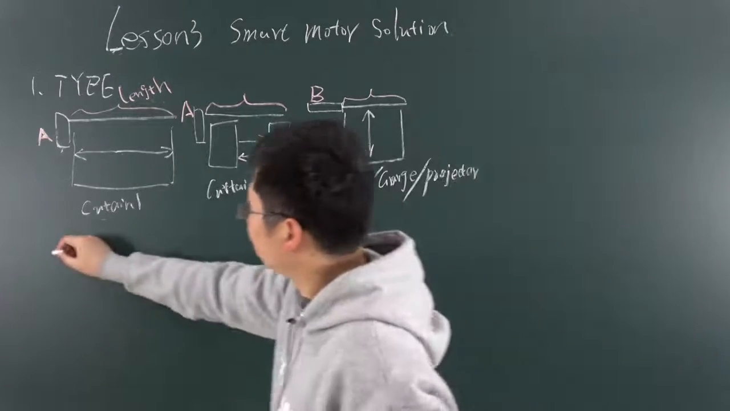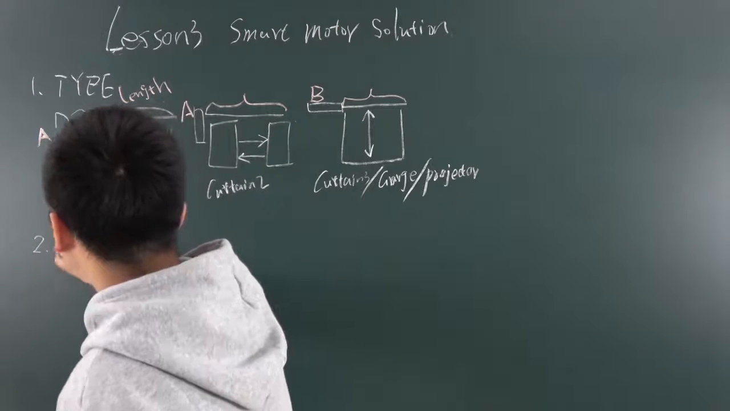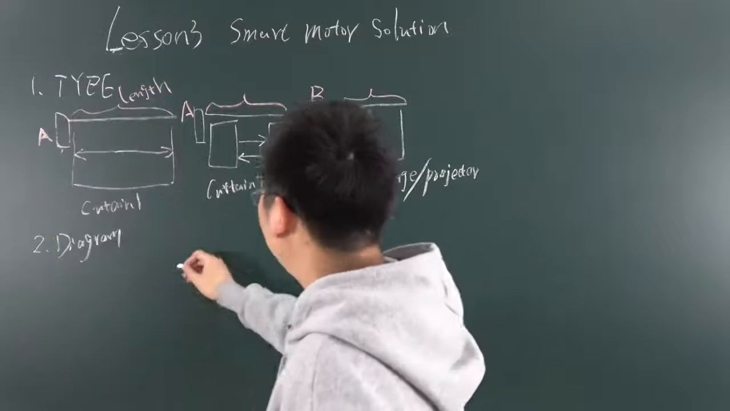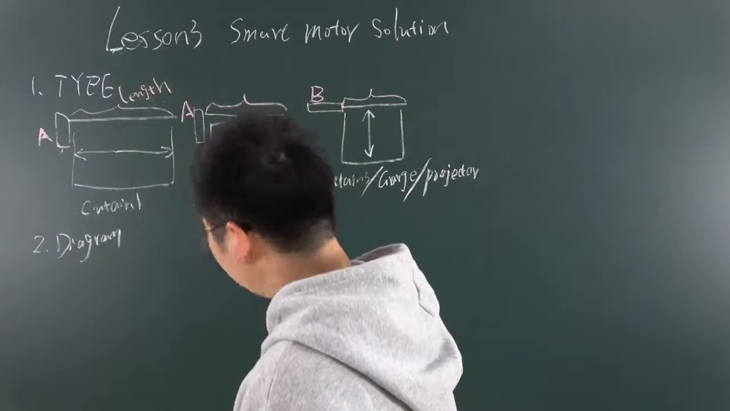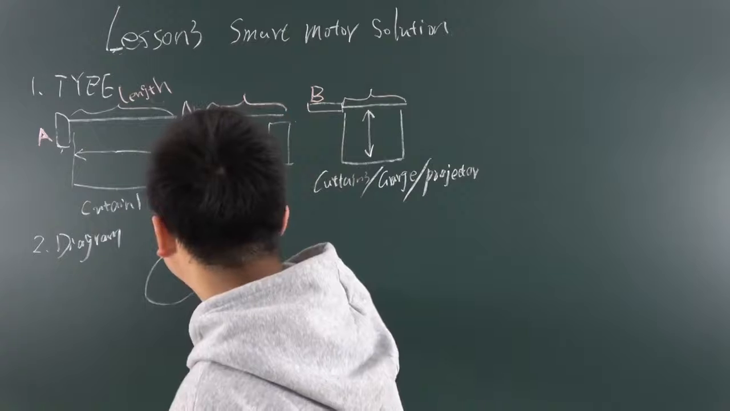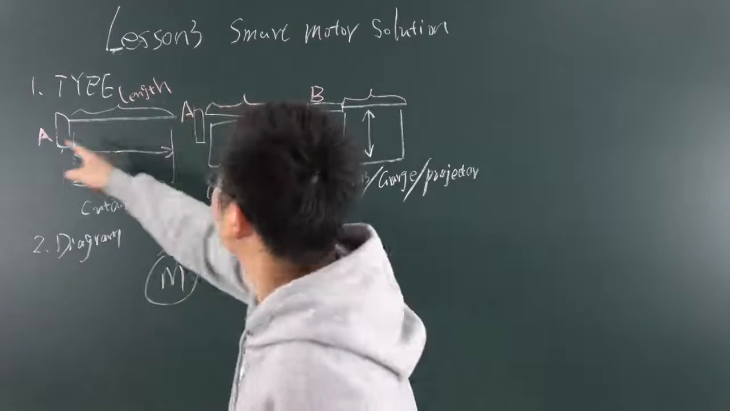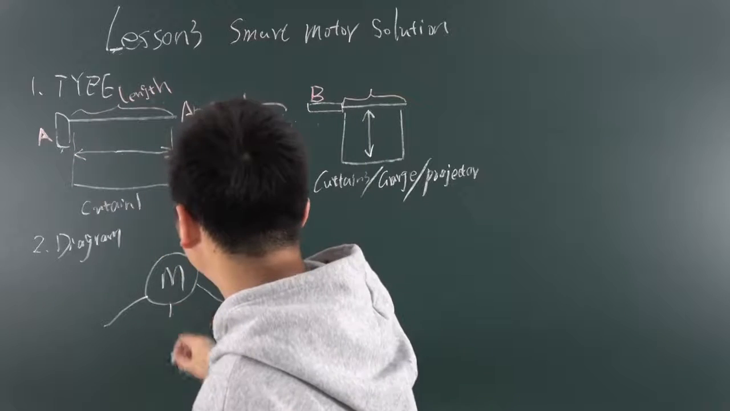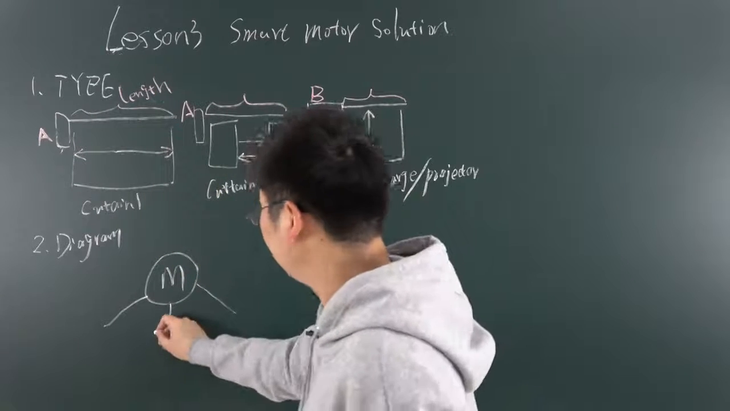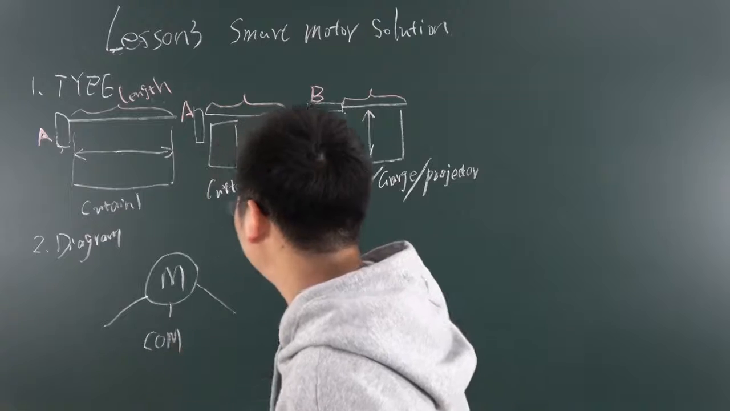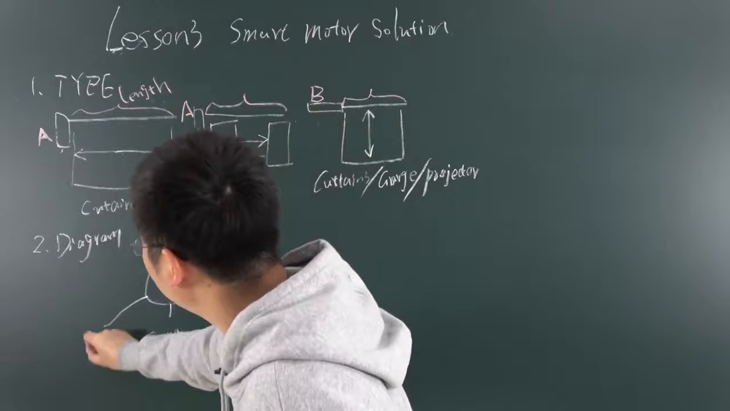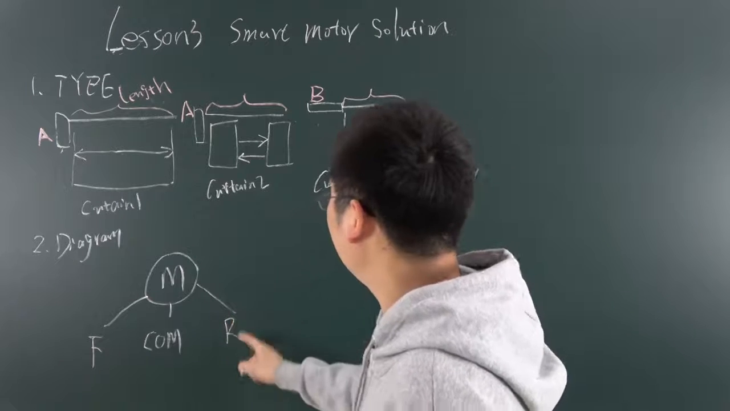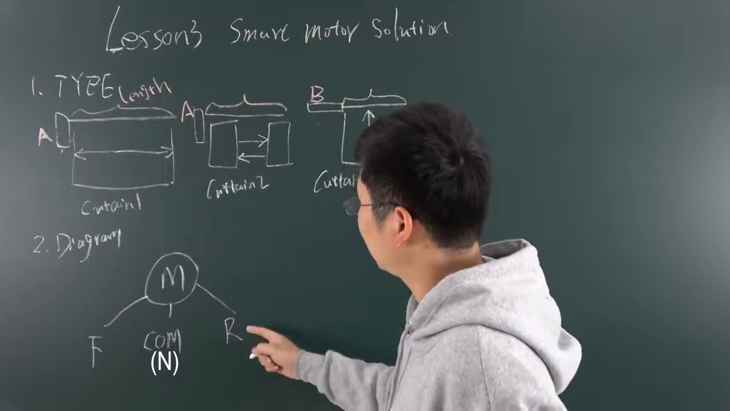Okay, let's look at the diagram. If you have a motor, this is a motor. This motor will always have 3 lines. This is COM. And this is F. F means forward direction. And this is R. This R means reverse.